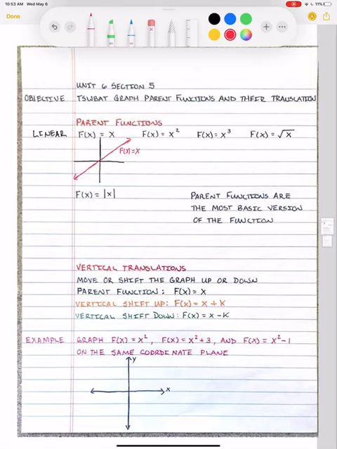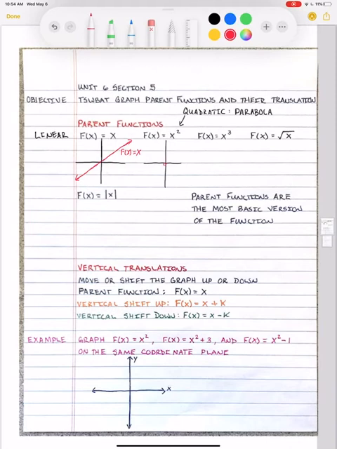F of x equals x squared. If you don't remember what this is called, it's called a quadratic. And its graph will always give you a parabola, which, if you don't remember, is a U-shape function. So let's go ahead and graph that. F of x equals x squared will always have its vertex at the origin, and since it's positive, it will always be facing up. Okay, so this will always be the graph of f of x equals x squared.